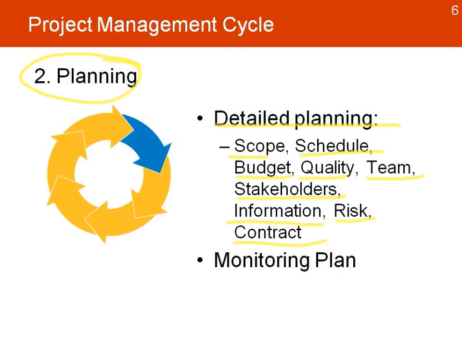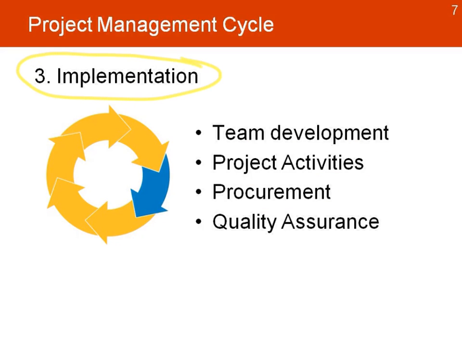All of those are elements of the plans that are needed to manage the project, including the monitoring plan that helps us identify the key indicators the project will monitor to guide the actions and guide the progress of the project. The third phase, this is where most of the work happens, is mostly focused on team development, working on all the project activities, procurement, and quality assurance.